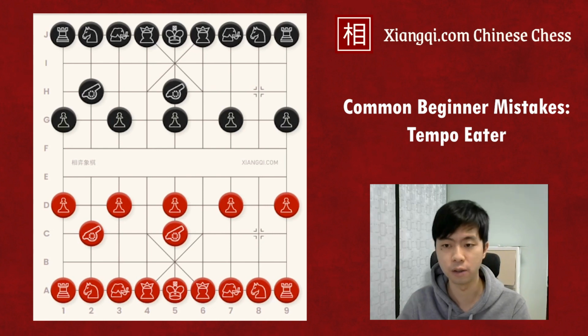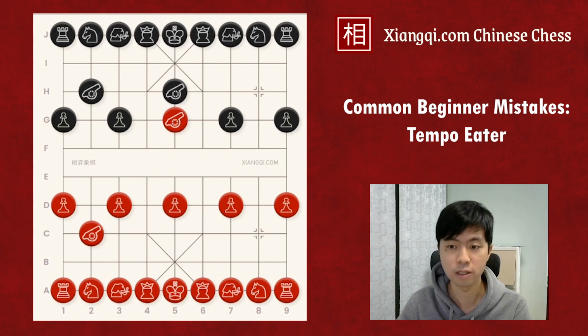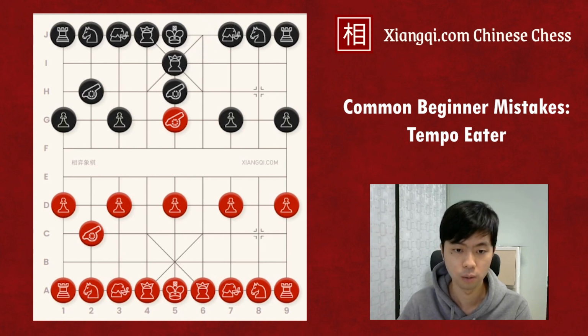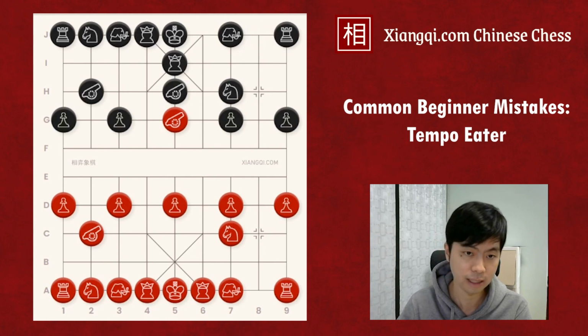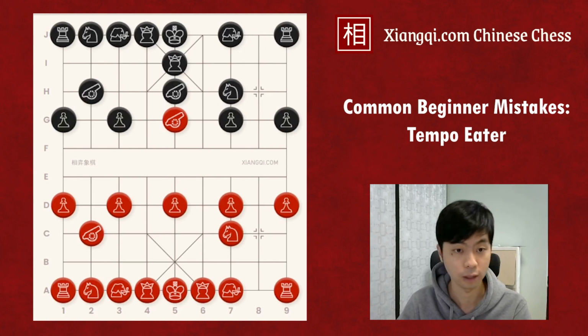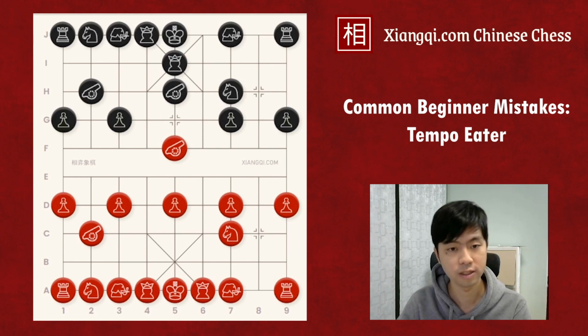In the last video, we talked about how red shouldn't take the central soldier because it would lead to positional disadvantage. Red moves up the advisor to block, red develops the horse, black develops the horse, and the horse is attacking the cannon. Now the cannon must escape. And here, we would say that red loses a tempo.